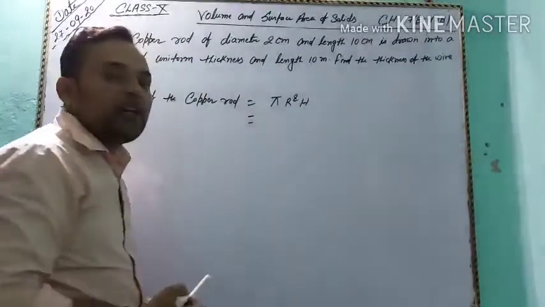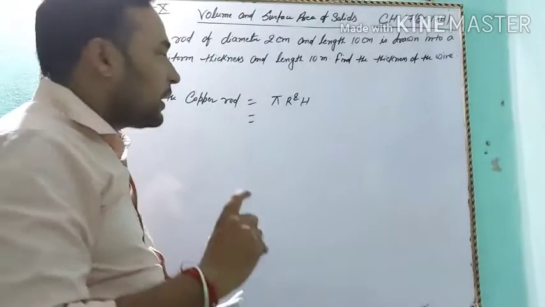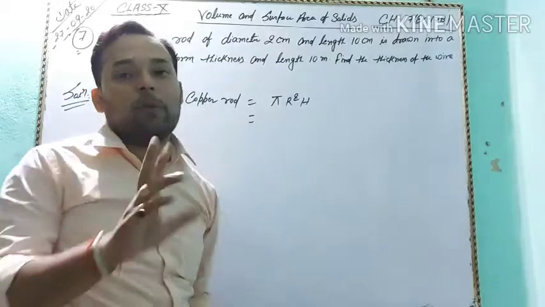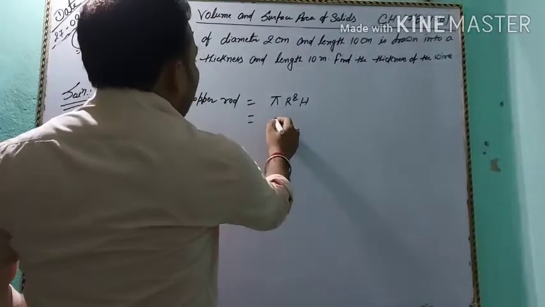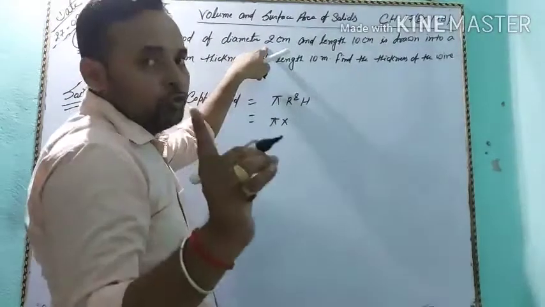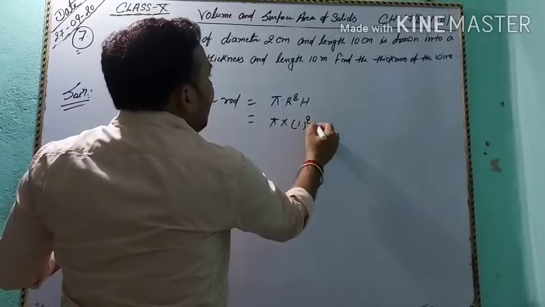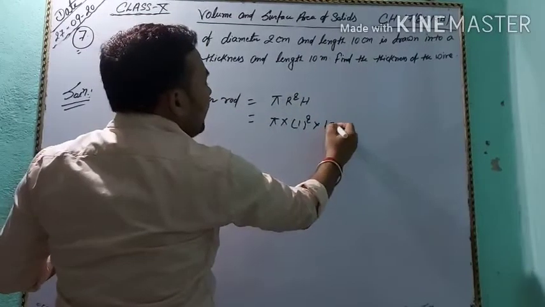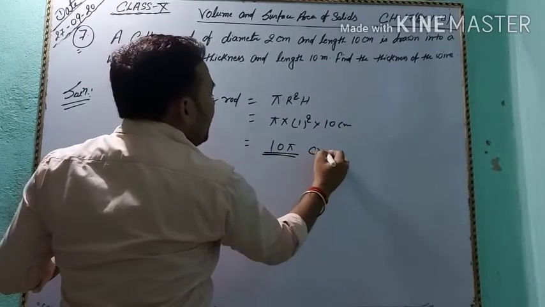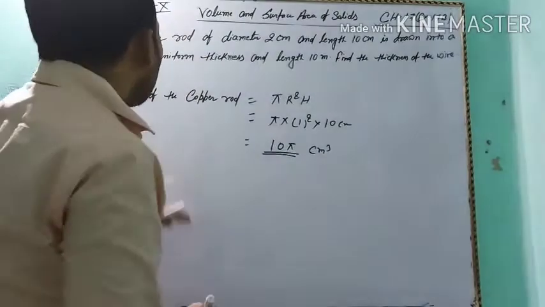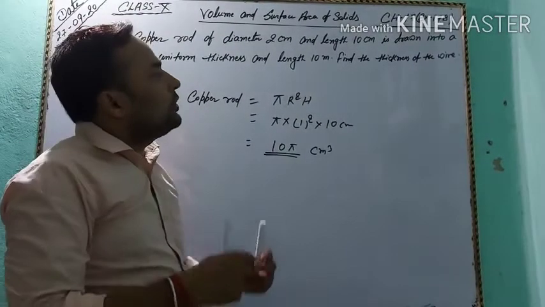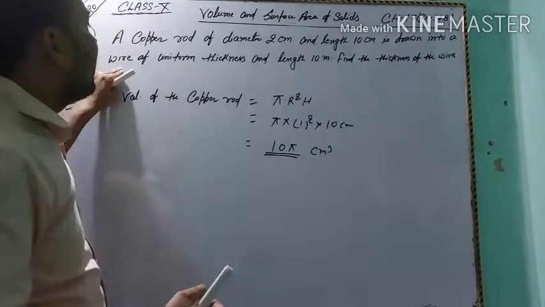Capital R is the radius of the copper rod, and capital H is the height, the length of the copper rod. So students, pi and R equal to 1 centimeter, because the diameter of the copper rod is 2 centimeter, so 1 squared, and the height, that is the length, is 10 centimeter. So students, 10 pi centimeter cube is the volume of the copper rod.